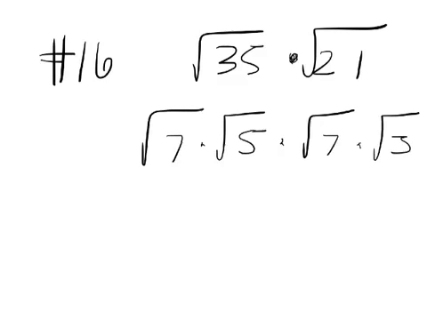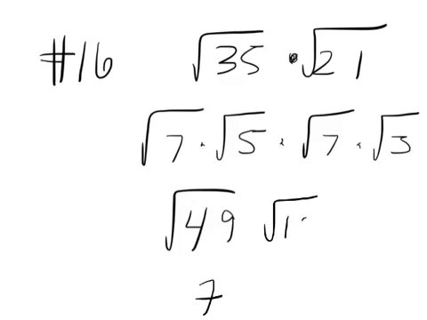Yeah, that helps you. Because now see the 7, 7? What does that become? Square root of 49, which is just 7. So it's going to become 7 root 15. Because you're going to take this 7 and this 7 together and make it 49. In your mind, that becomes 7. 5 and 3 becomes 15, and your answer is 7 root 15.